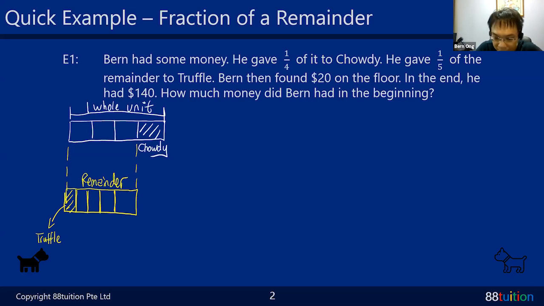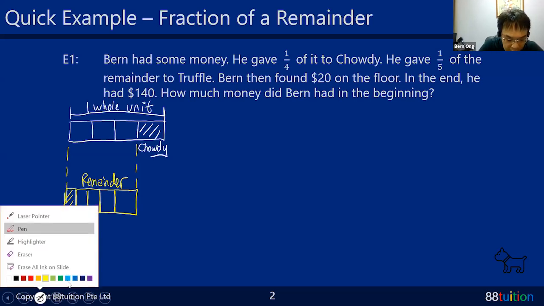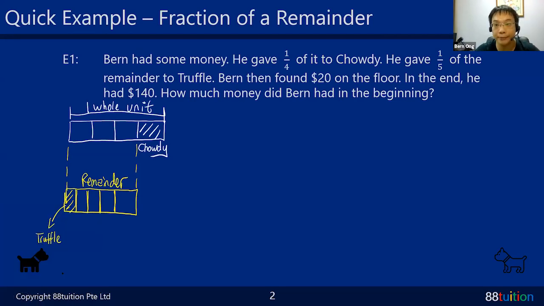Okay, then what happened? I found $20 on the floor. And if you find $20 on the floor, what do you do? You pass it to Bern. Understand? No, I'm just kidding. You pass it to somebody lah. You try to donate it away or something like that.